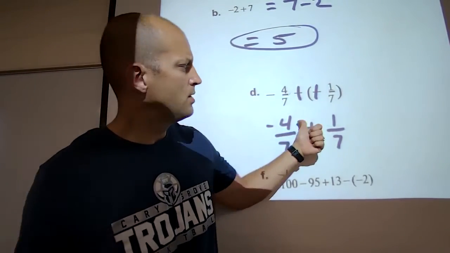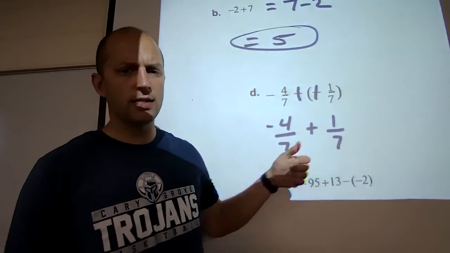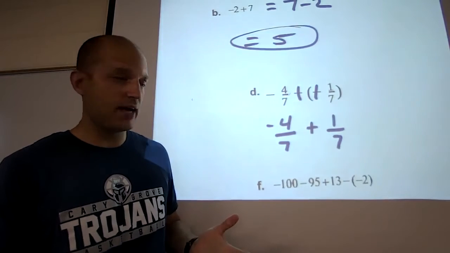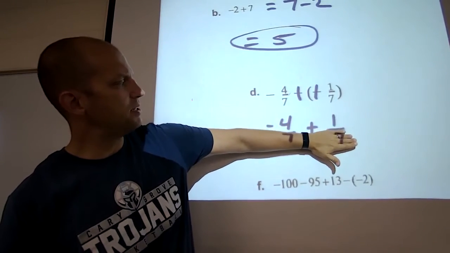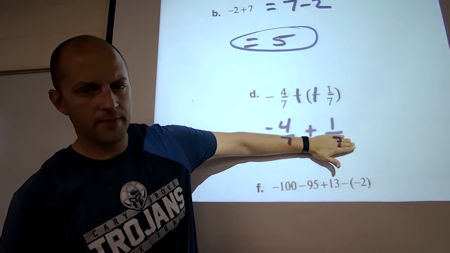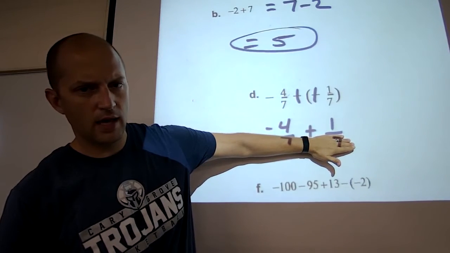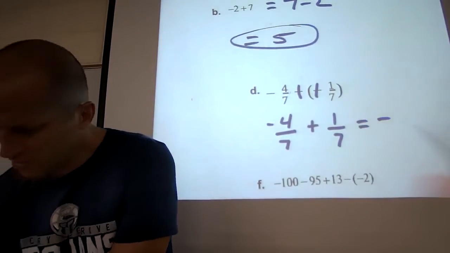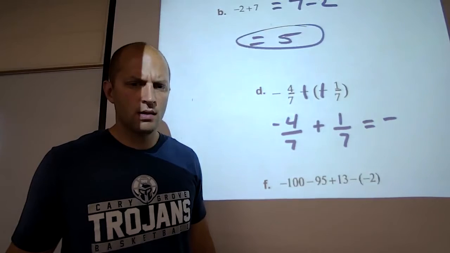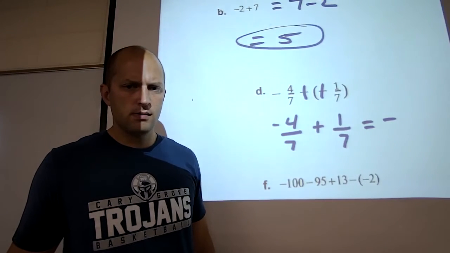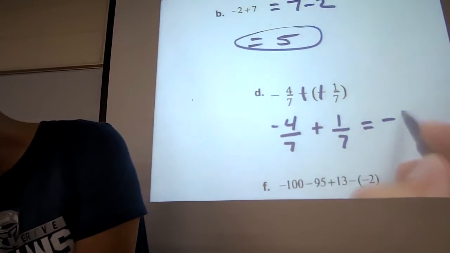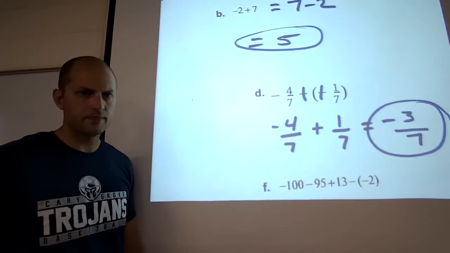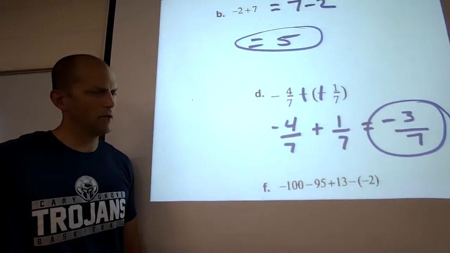All right. So when I have fractions, and we're going to dive more into fractions later, but we need what we call common denominators, and we have that. So now I just kind of look at the top and I say, well, what's negative 4 plus 1? And the bigger number's negative, so I'm going to have a negative. So what's negative 4 plus 1, y'all? Negative 3. And it's going to be over 7. So negative 3 sevenths. And that's it.